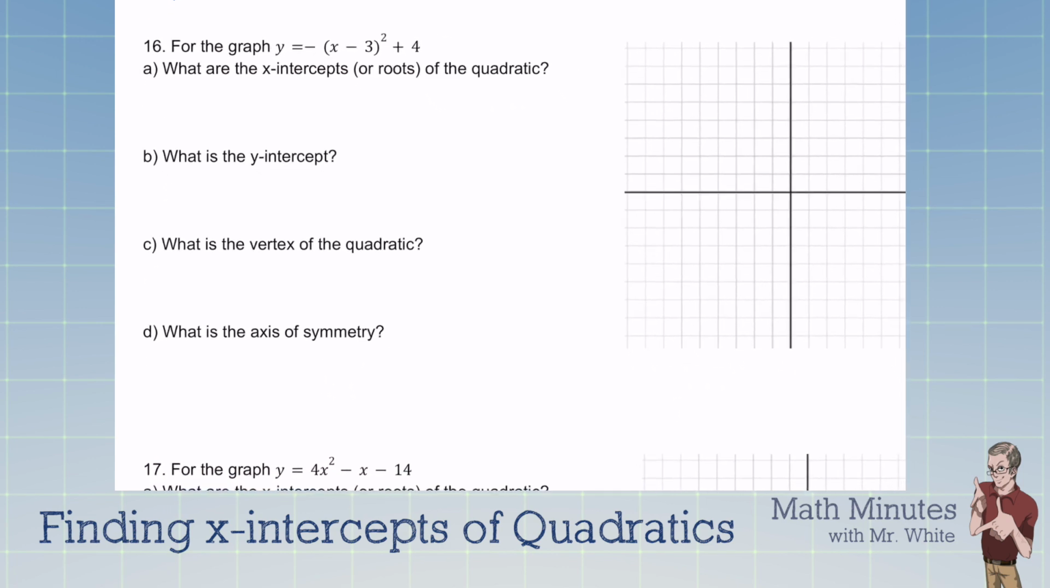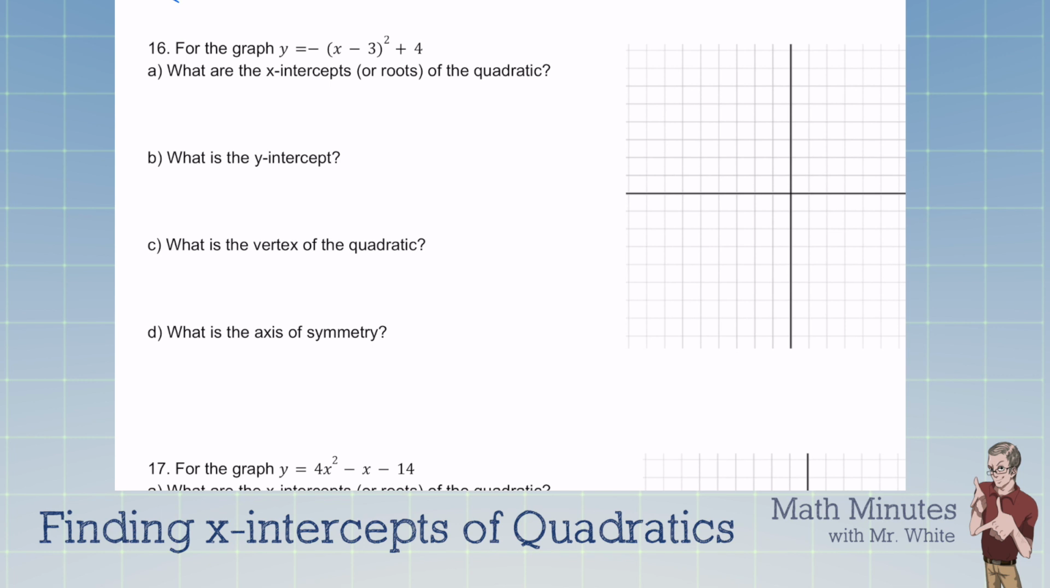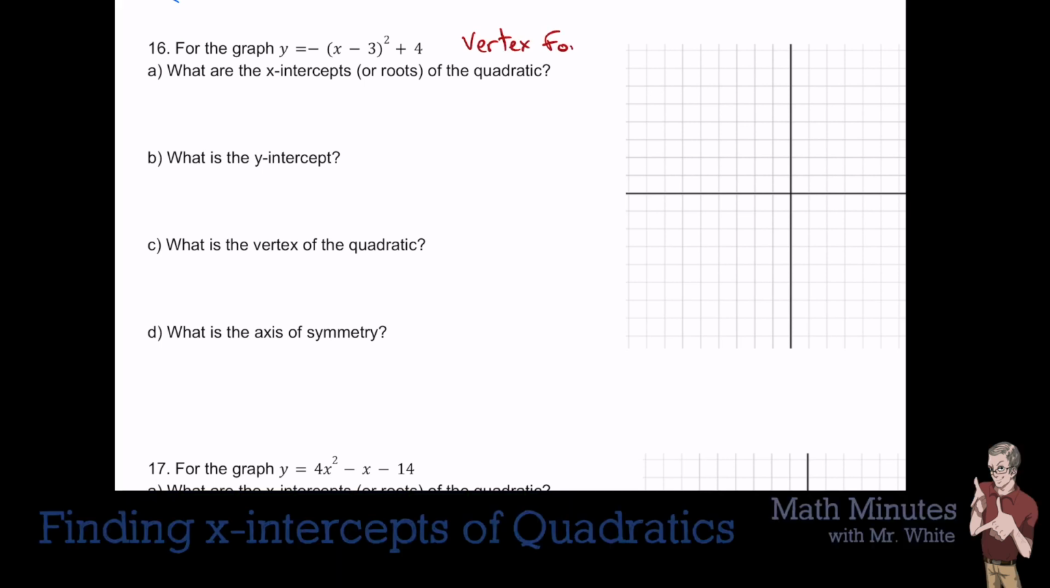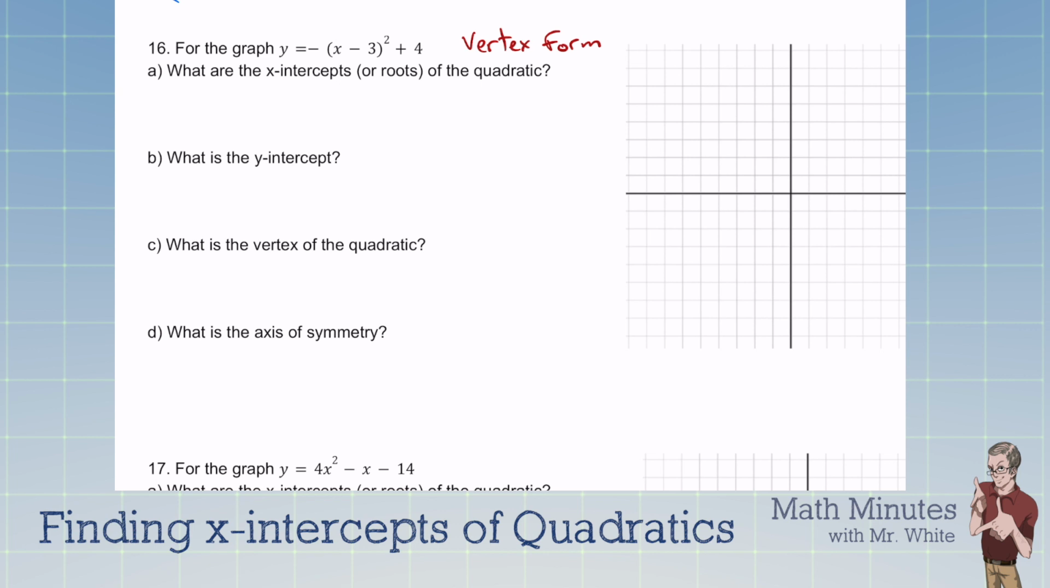Okay, so let's look at a graph a bit now on number 16. It says for the graph y equals negative x minus 3 the quantity squared plus 4. That's vertex form, folks. So one of the first things I'm going to do, letter C first. The vertex here would be at h comma k. So h is your 3, that's after the minus sign. Remember, you always have to change a sign when you pull that out, comma 4.